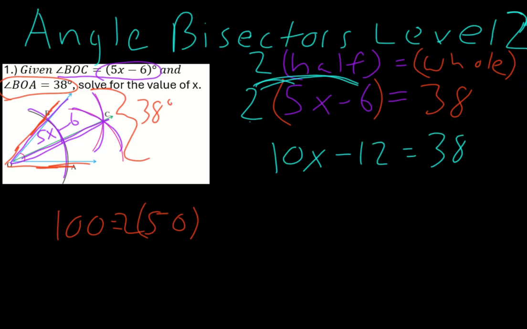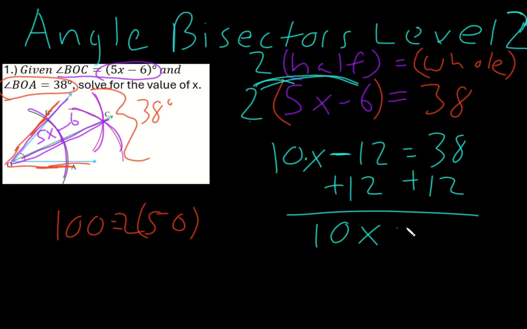Now this brings us to our next question. How can I get the letter x by itself? Do I need to get rid of the multiplication or the subtraction? And hopefully you said the subtraction, because we always get rid of subtraction or addition first. Well, what's the opposite of minus 12? That would be plus 12. And so what we do to the left, we'll do to the right. And we have 10x is equal to, circle your zero pair, 38 plus 12 is going to be 50.